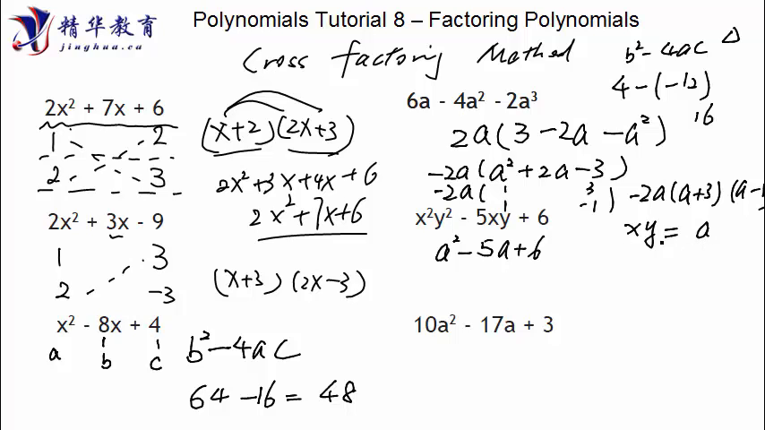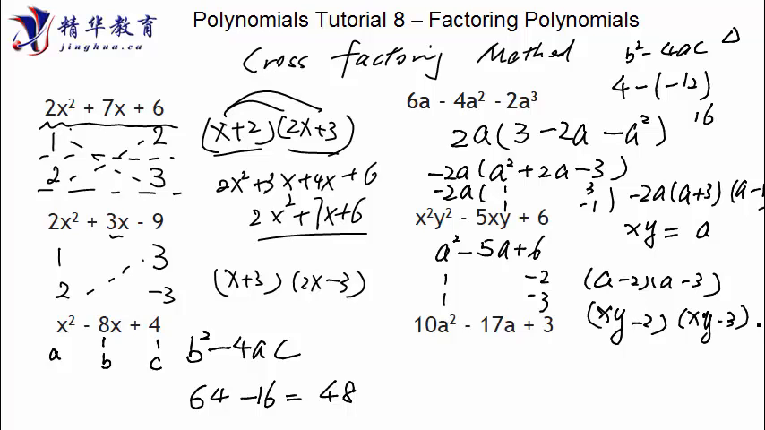Just simple substitution. Okay, so we make 1, 1 here, and negative 2, negative 3, which multiply to positive 6, right? Negative 2 plus negative 3 equals negative 5. So it will be a minus 2 and then a minus 3. Okay, so what is a? a is xy, so it's xy minus 2 times xy minus 3. Finished. Easy enough. All right, good.